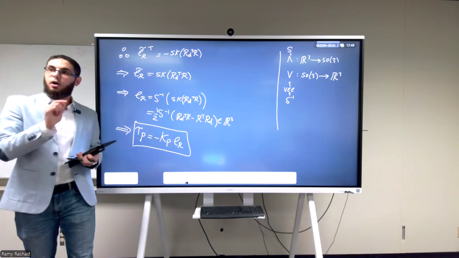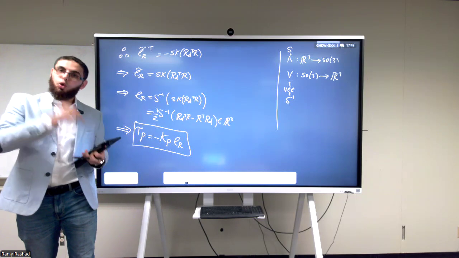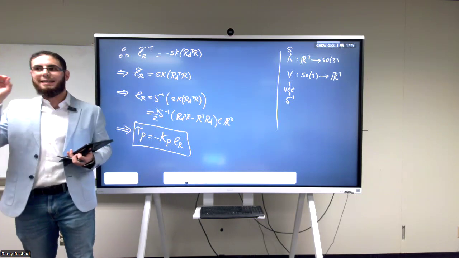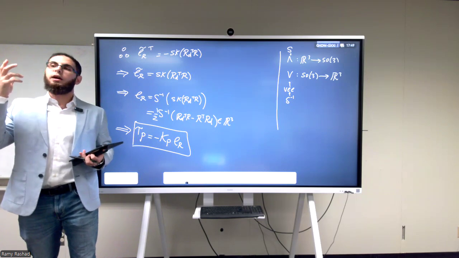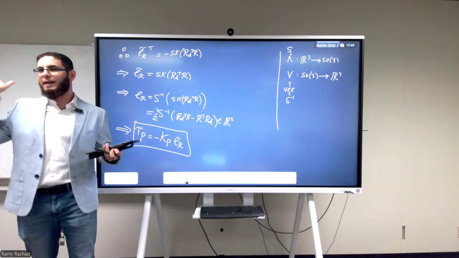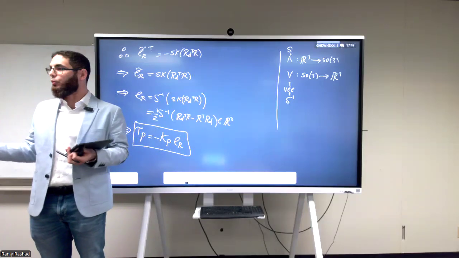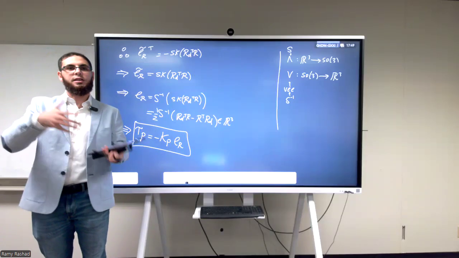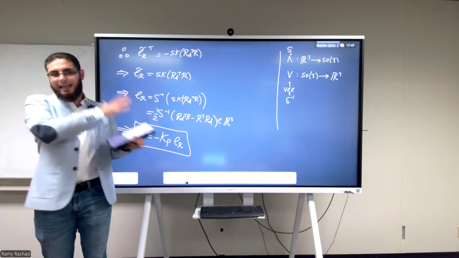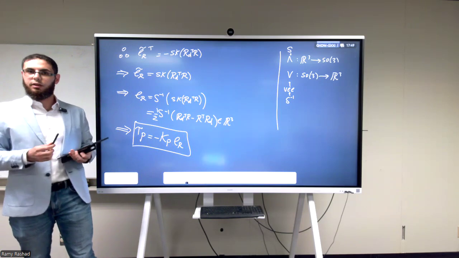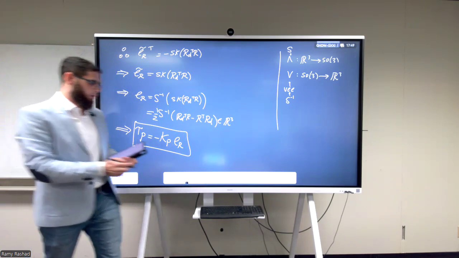The minus is because we want this to always be the minus of the gradient. It's always equal to the minus of the gradient. This is exactly how we also think about potential forces. If you go back to your mechanics, any conservative force comes from a potential energy, and it's equivalent to the minus of the gradient of this potential energy. It's exactly the same concept, but generalized to manifolds. So this is how we have the proportional term.